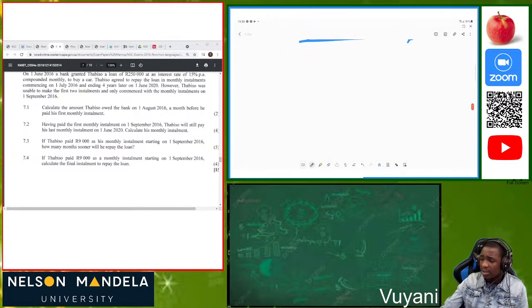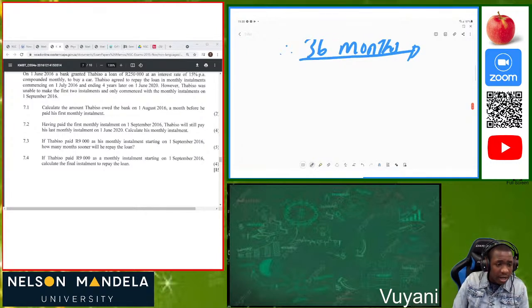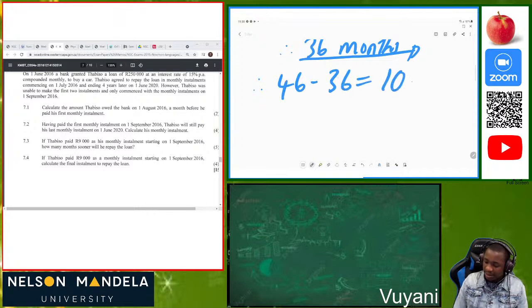Now moving forward, let's see if we really answered everything. Okay, how many months sooner we will pay? How many months sooner? So therefore, you are supposed to pay for 46 months. When you subtract 36, you get 10 months. So he's gonna pay it 10 months sooner because he's gonna pay it for 36 months.